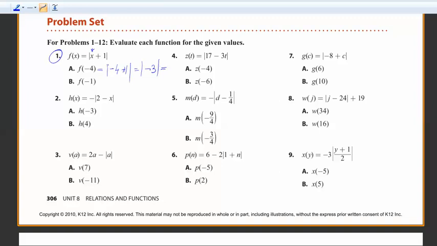And now we know that the absolute value of negative 3 will be 3, because that number, negative 3, is 3 units away from 0. And this way we solve part A of the first problem.